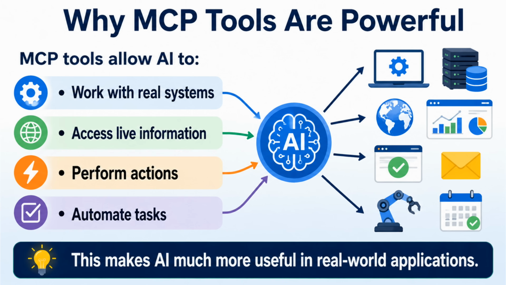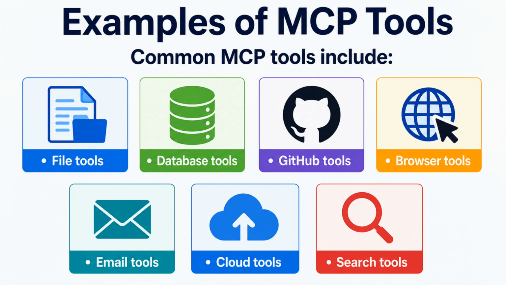Why are MCP tools powerful? MCP tools allow AI to work with real systems, access live information, perform actions, and automate tasks. This makes AI much more useful in real-world applications. Here you can see examples of MCP tools: file tools, database tools, GitHub tools, browser tools, email tools, cloud tools, and search tools.